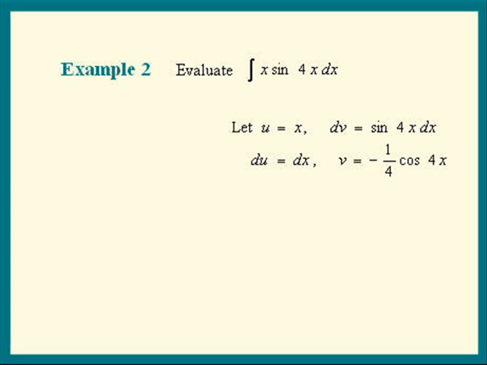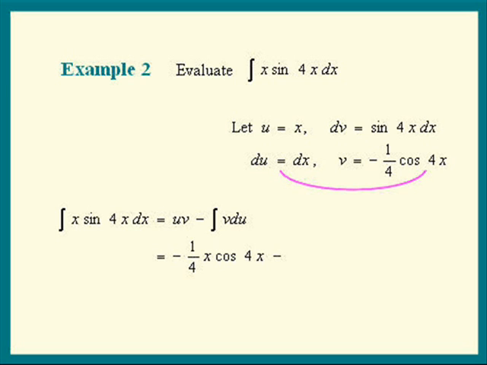v is negative 1/4 cosine 4x. Differentiate cosine 4x, you get negative sine 4x times 4. So that's right. So the given integral is now equal to uv minus the integral of v du. So let's find u times v. Write the negative 1/4 in front of the x and then cosine 4x, minus the integral of v du. Save ourselves work, simplify right away. Pull out the negative 1/4, we get plus 1/4 the integral of cosine 4x dx.